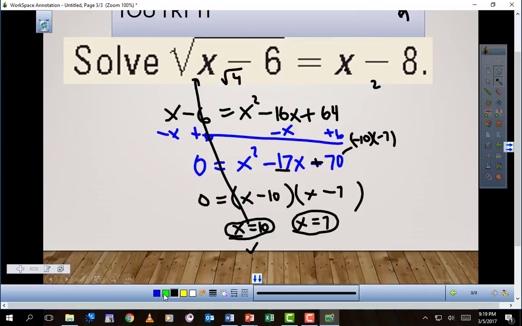If we try this one into here, we get 7 minus 6, which is 1, and 7 minus 8 is negative 1. And the square root of 1 is 1, but that does not equal negative 1. So this answer here is extraneous. It's a wrong solution.